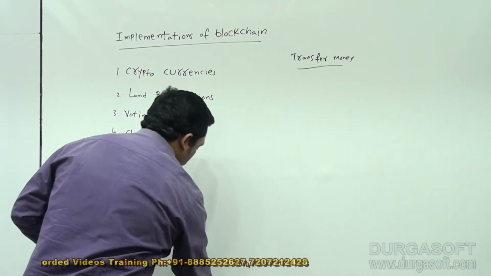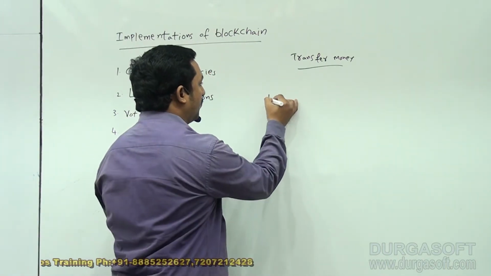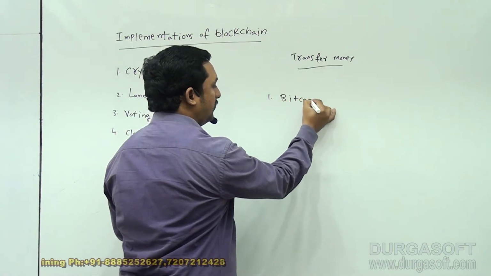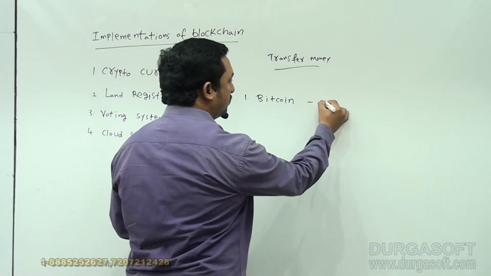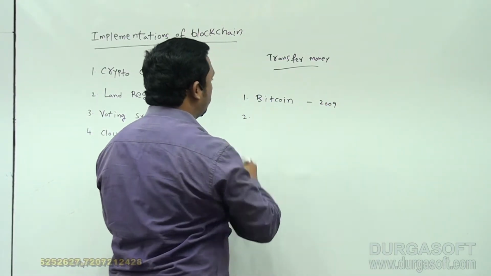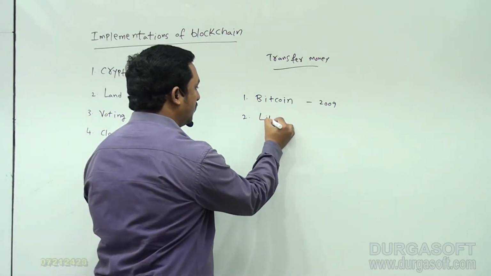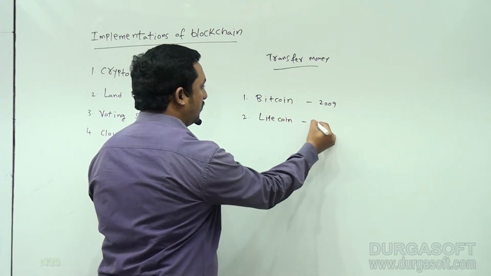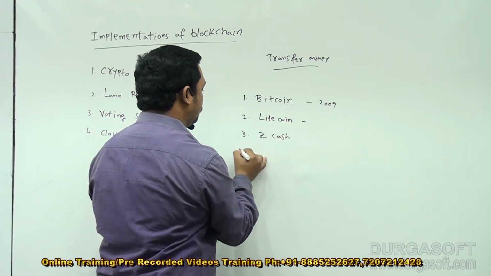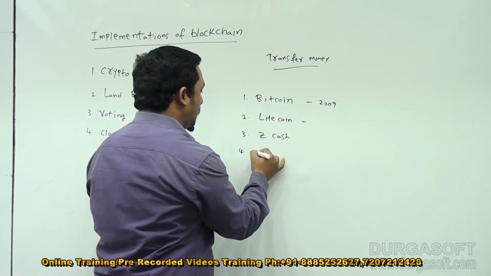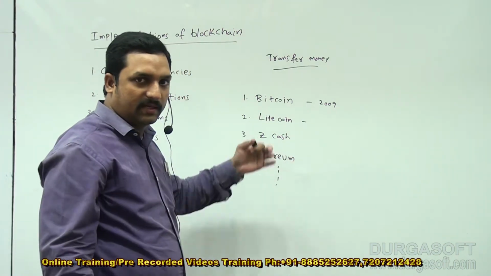The first implementation or the first example of cryptocurrencies is Bitcoin, implemented by Satoshi Nakamoto in 2009. Later, other popular ones became available, that is Litecoin, Zcash, Ethereum. These are like this. We have hundreds of examples.